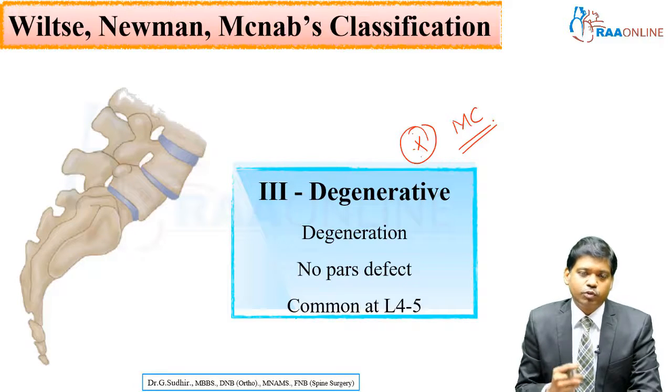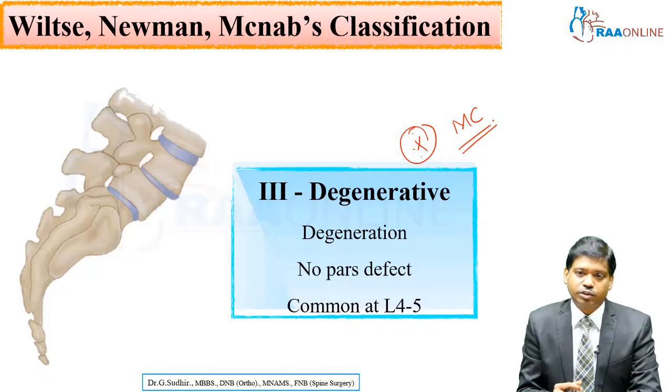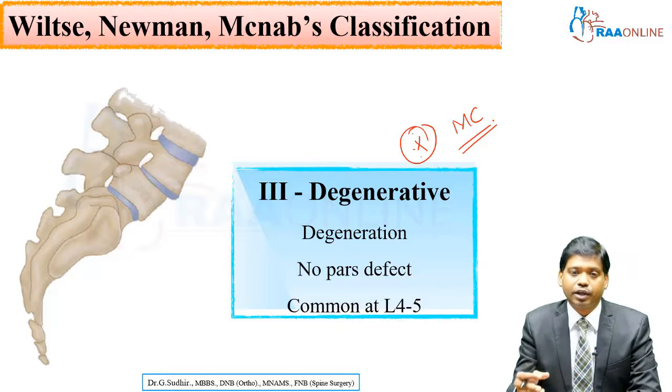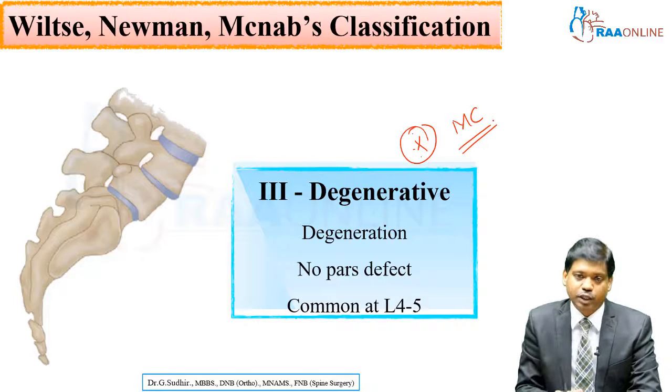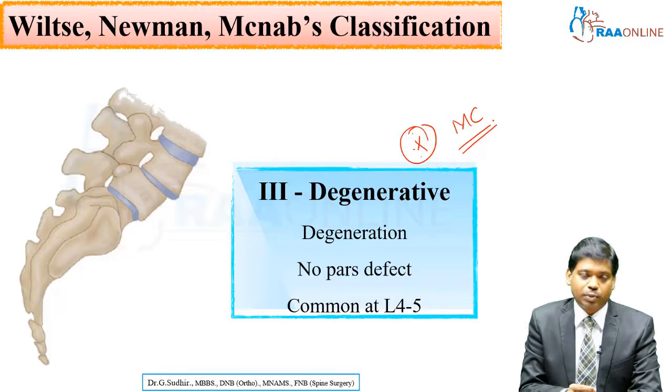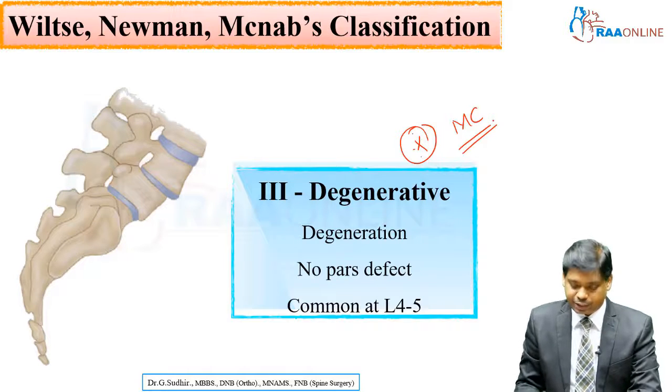Now, the thing which we have to understand here is, as I mentioned, the degenerative type of listhesis is very common at L4-5, whereas the dysplastic type of listhesis is common at L5-S1. Similarly, the degenerative listhesis will not progress beyond grade 1 or grade 2. We will be discussing the grading in the next few slides, whereas the lytic or dysplastic listhesis will usually go beyond grade 2 or grade 3.